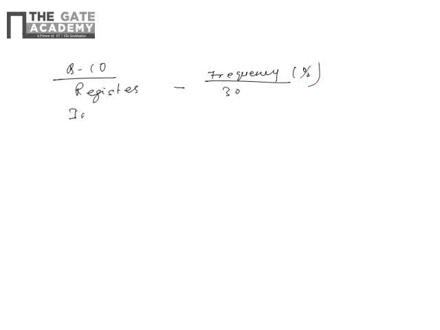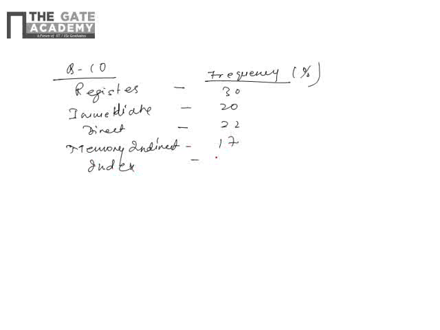Then for memory immediate it is given as 20. Then for direct memory access it is given as 22. For memory indirect 17, and index 11.